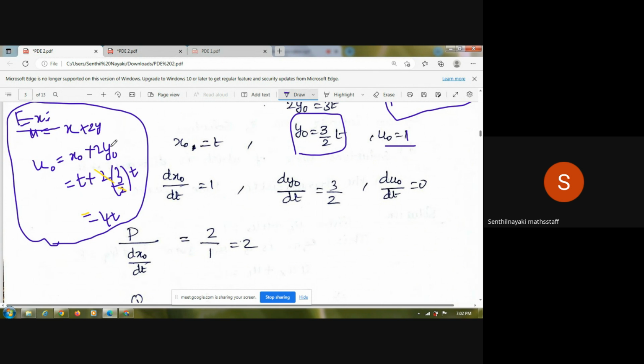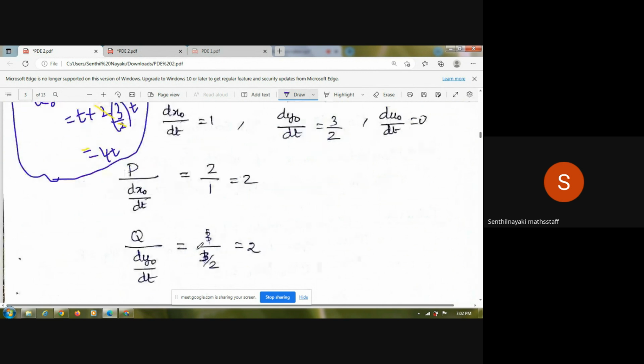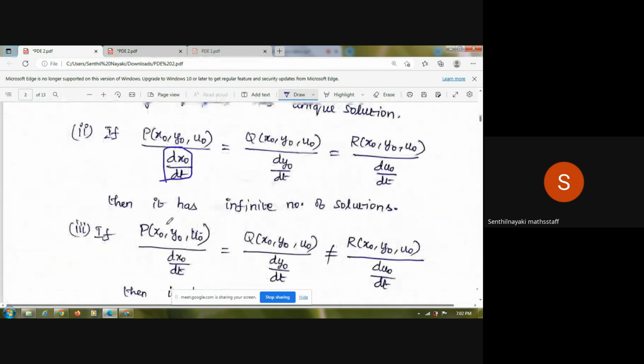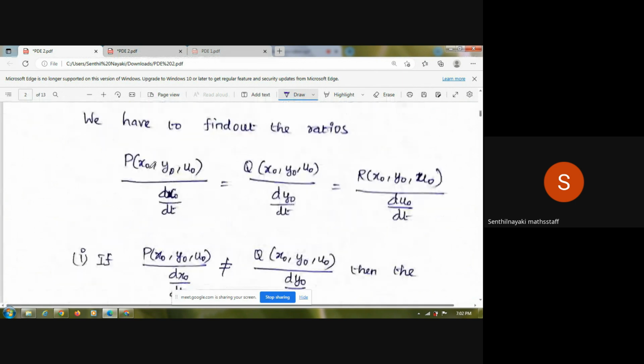Okay, then we have to find out the derivative. dx naught by dt equal to 1, dy naught by dt equal to 3 by 2, du naught by dt. Here there is no t term, therefore it is 0. Suppose u naught equal to 4t, then du naught by dt becomes 4. Next we have to find out the ratios. What about the first ratio? The first ratio is P by dx naught by dt. Second ratio Q by dy naught by dt. Third ratio R by du naught by dt.